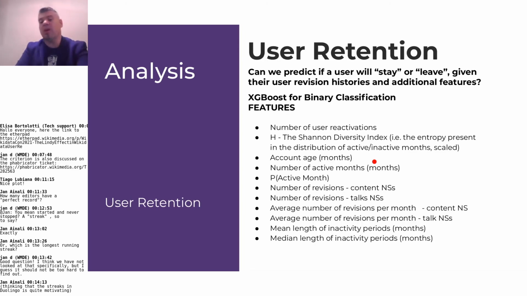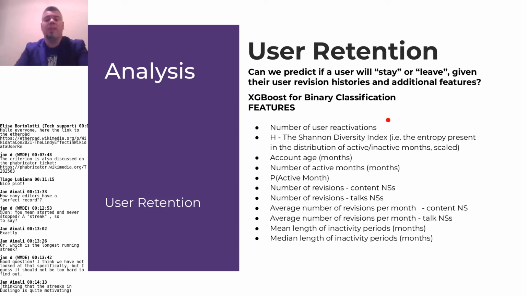So in the next step, we asked a simple question and then used even more complex mathematical machinery to try to answer it. Can we predict from the data that we have if a user will stay or leave? I will not go into details here. It's simply a binary classification task. We look at the user revision history and some additional information called features in machine learning. This is the list of all the variables that we use to try to predict if a user will in the end leave or not.